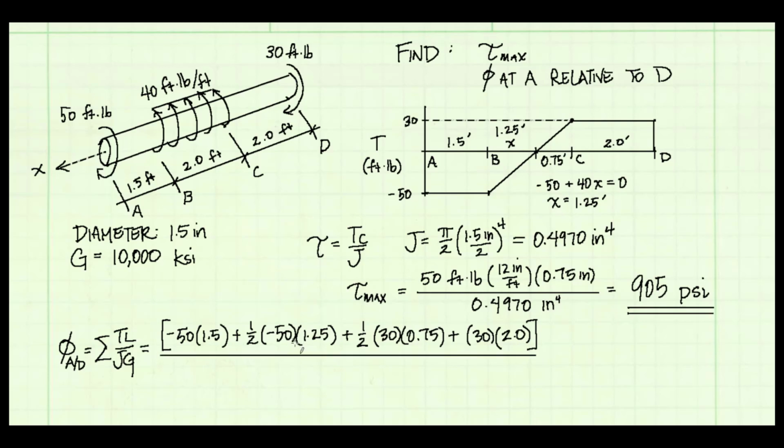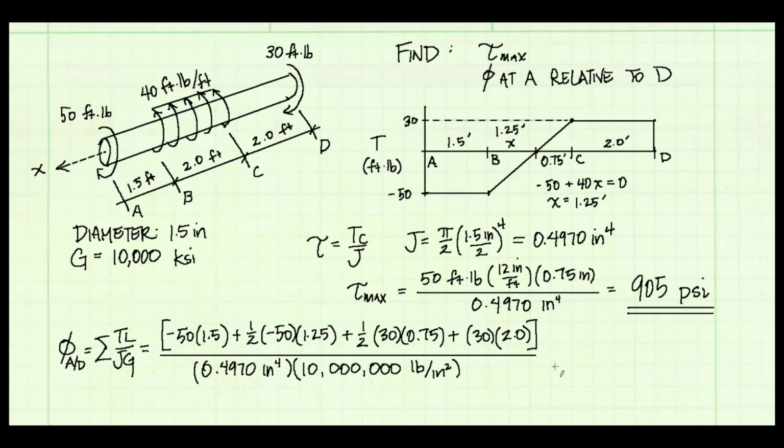And this is going to be divided by J and G. J is 0.4970 inches to the fourth power, and G is 10,000 ksi. That's kips. We're working in pounds, so I will put that as 10 million psi.